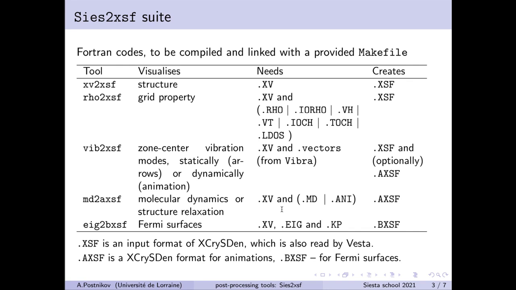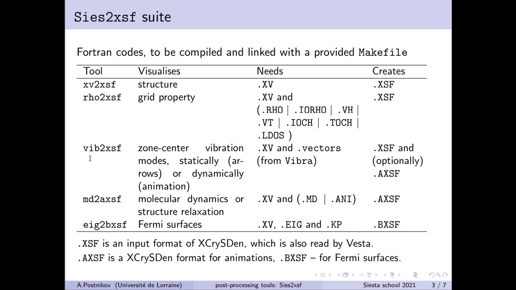The purpose of these tools are: the first one serves just to visualize the crystal structure and to check that the position of atoms and the structure information is correctly grasped for the calculation. Then the next one, row to XCF, serves to translate the property calculated on a grid, such like charge density or potential or local density of states, to the format proper to XCrisDen.